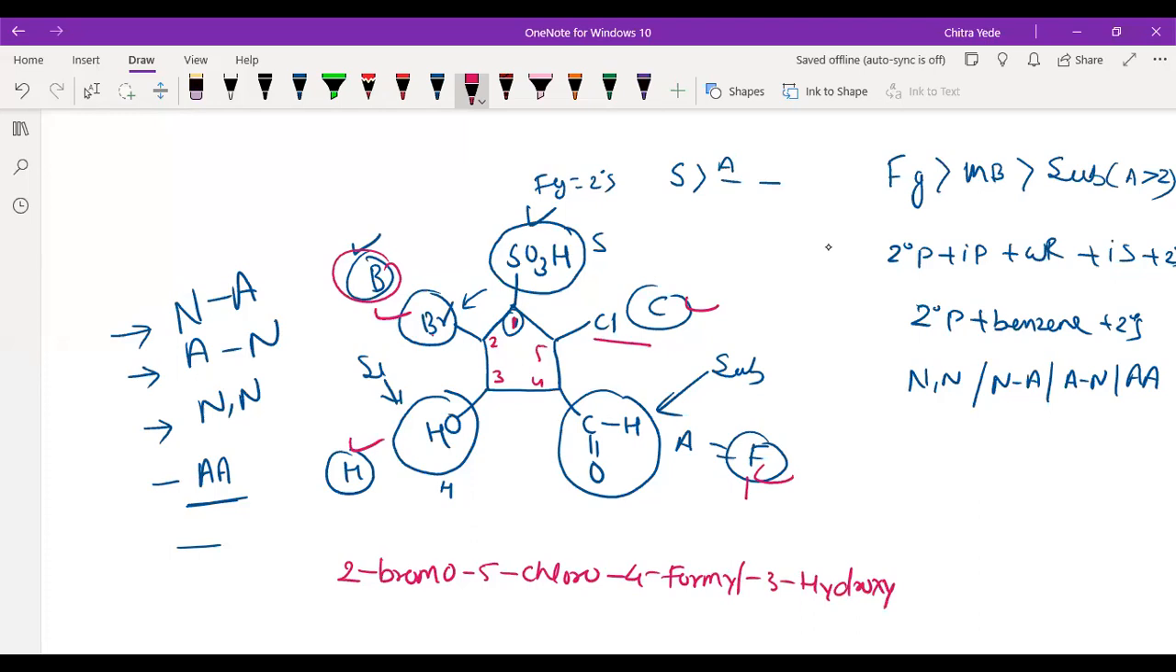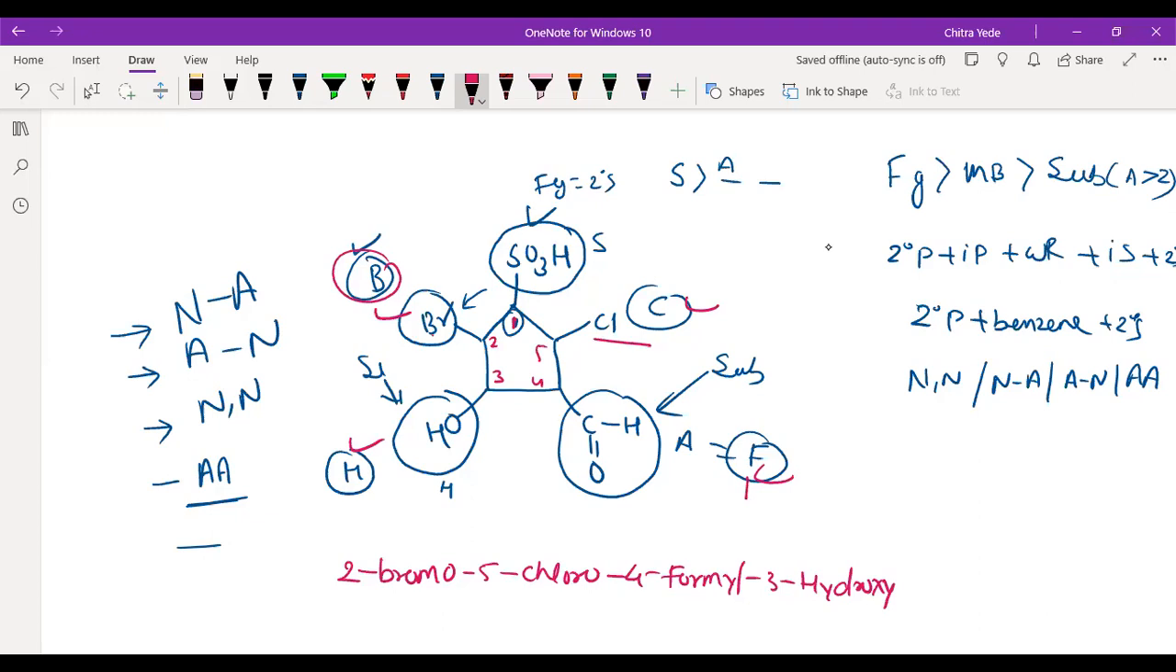Sir, in place of the formyl name, can we also put oxo, right? Yes, but if you use formyl it will be better, because oxo doesn't explain whether it is for aldehyde or ketone. That's why.